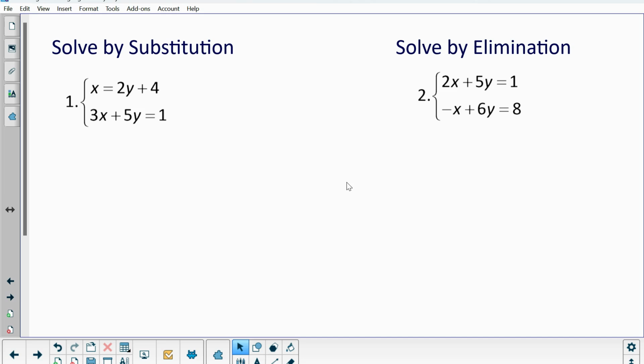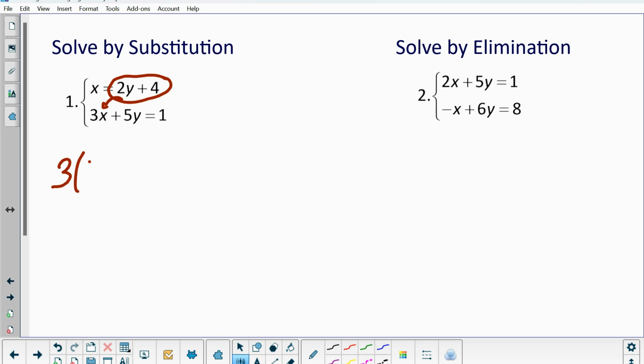It's probably just been a little bit of a while. So when you're solving by substitution, you have to have something solved for one of the variables. So this first equation here is already solved for x, which means it's a really nice substitution problem. So what you do is you take what x is equal to, so 2y plus 4, and substitute it in for x in the bottom equation there.